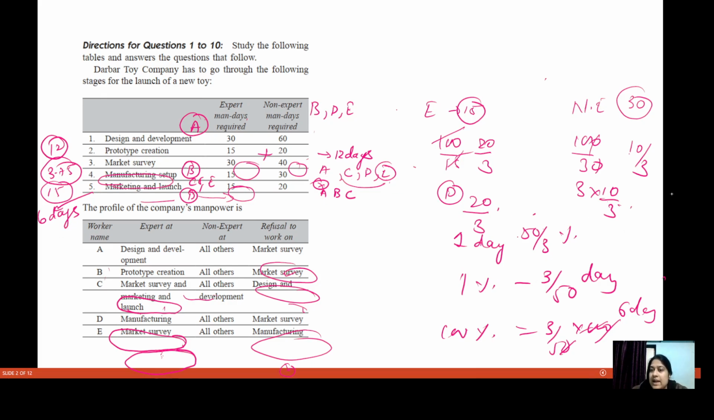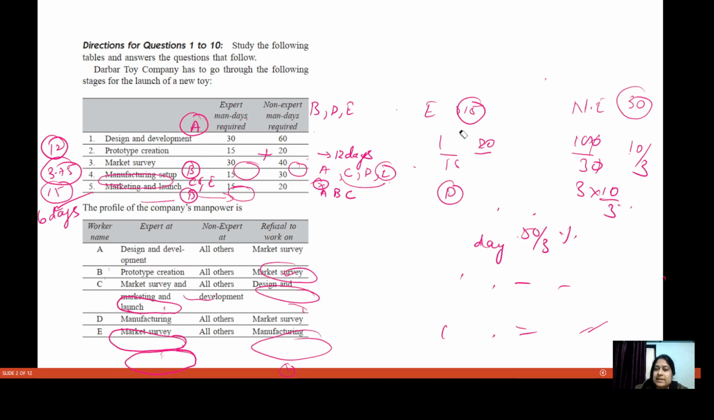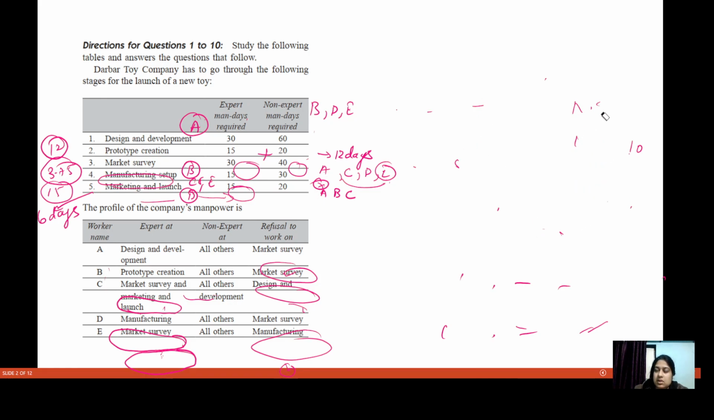Now let us find for marketing and launch. Who is expert in marketing and launch? C is expert in marketing and launch. So C will be able to do it in 100 by 15, that is obviously 20 by 3 days.